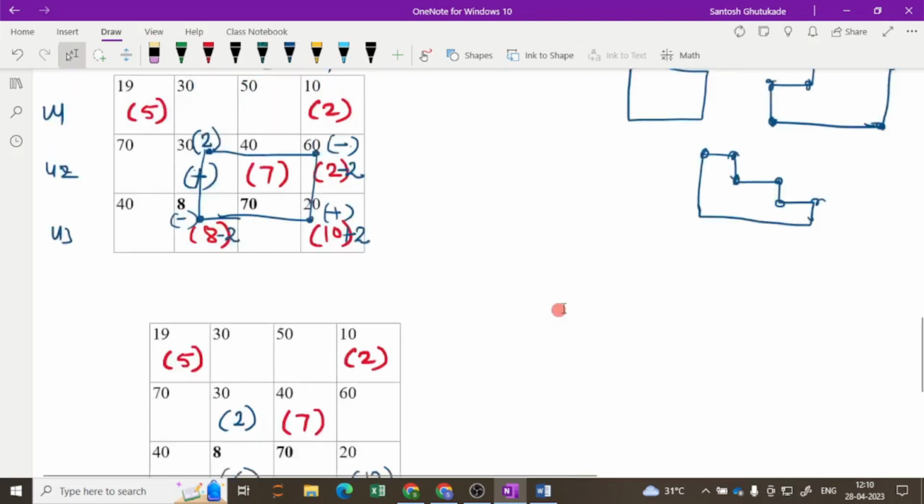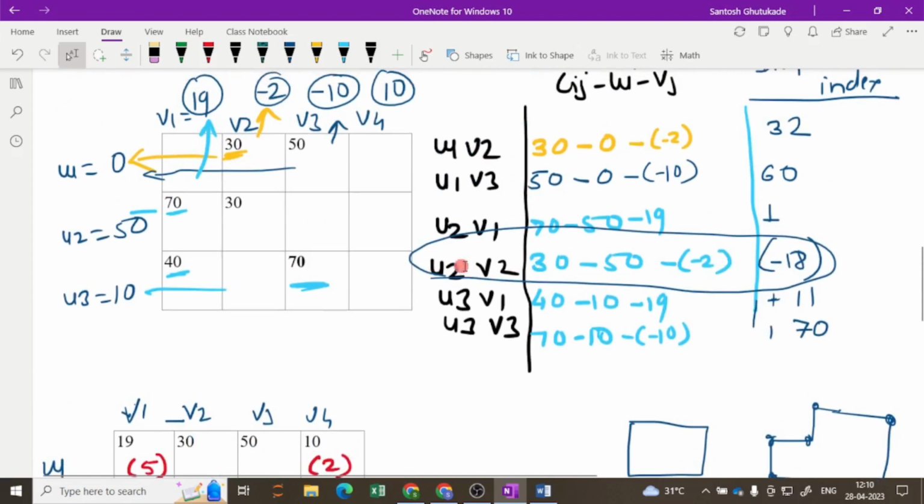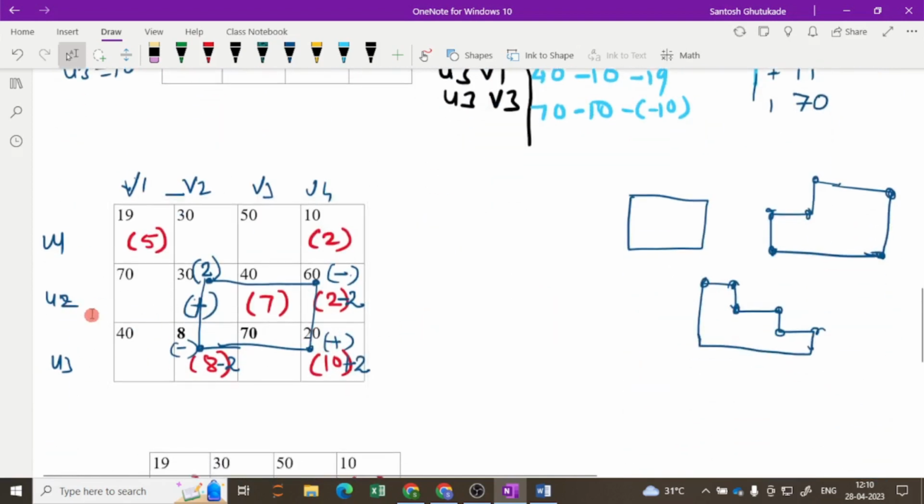Means, where we got the negative sign, the u2 v2 location, at this location there must be an allocation. So we have given the allocation here, but at the same time one of the allocations must be removed. That's why we have created a loop. In the loop, at each corner there must be an allocation.